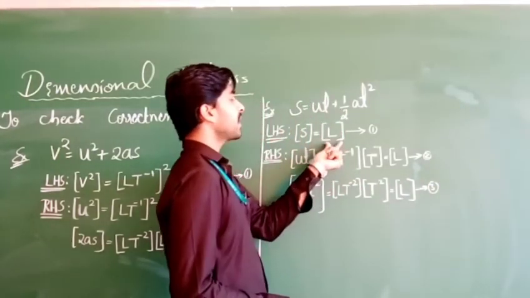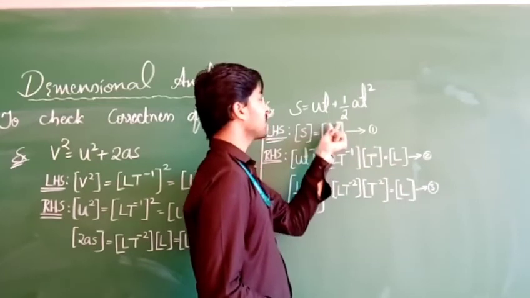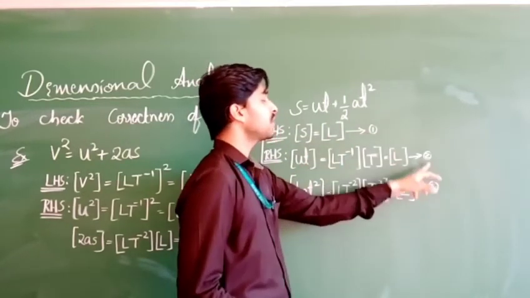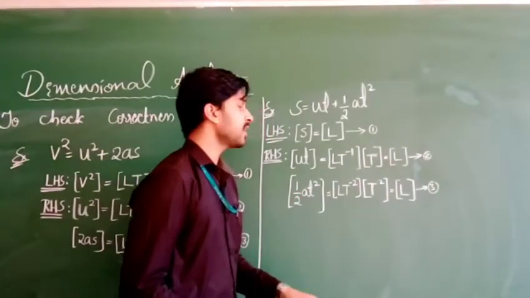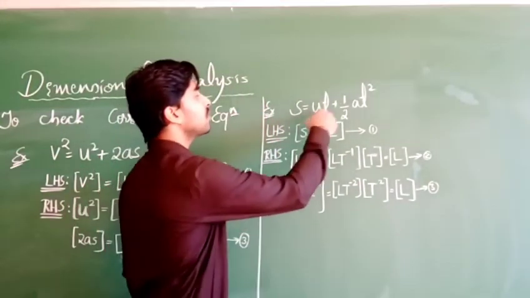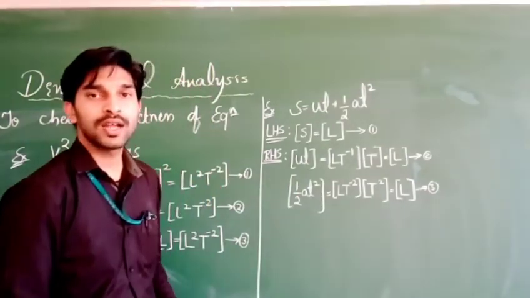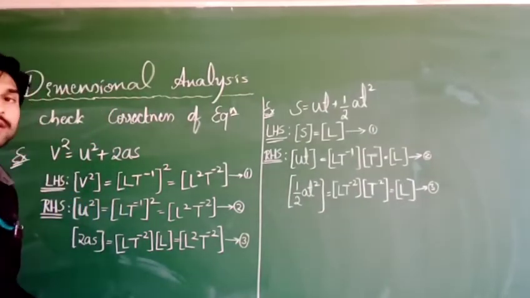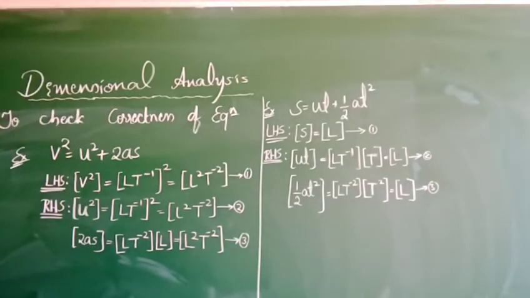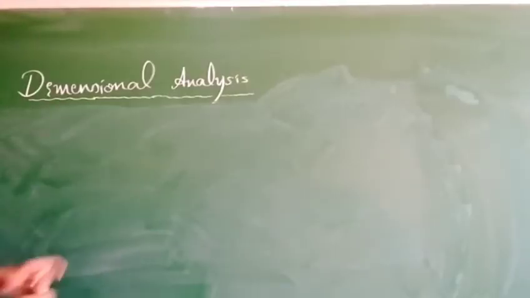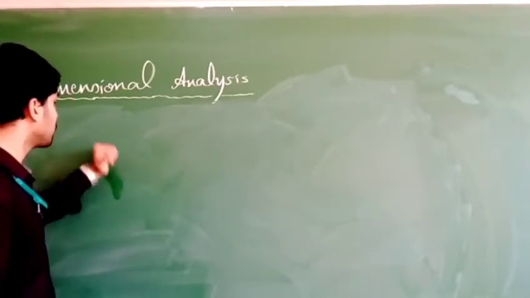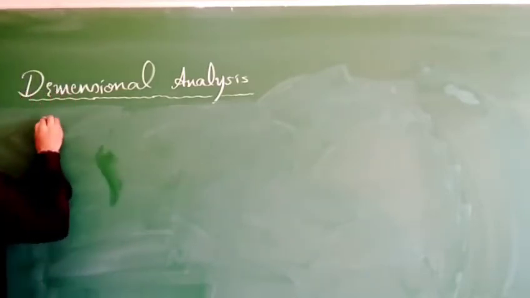Now just compare the right hand sides of equations 1, 2, 3. What we are having? Dimensional formula L. So from equations 1, 2 and 3, we can conclude that the given equation S is equal to ut plus half at square is a dimensionally correct equation. Clear? Are you all understanding? Shall I erase the board? Clear? So next, we are having one of the most important things, that is nothing but the principle of homogeneity.